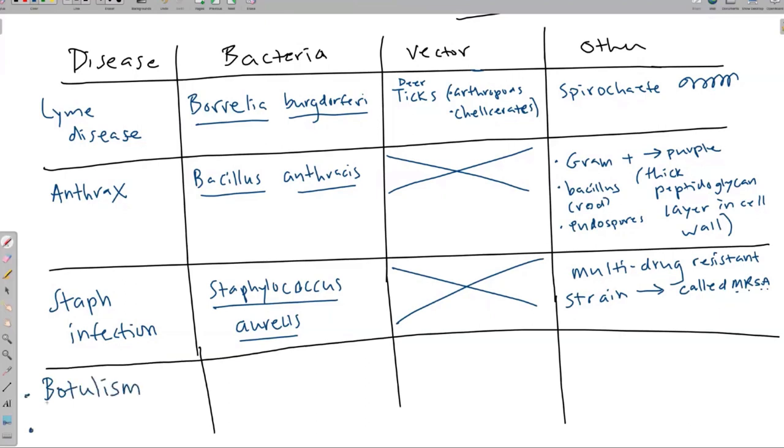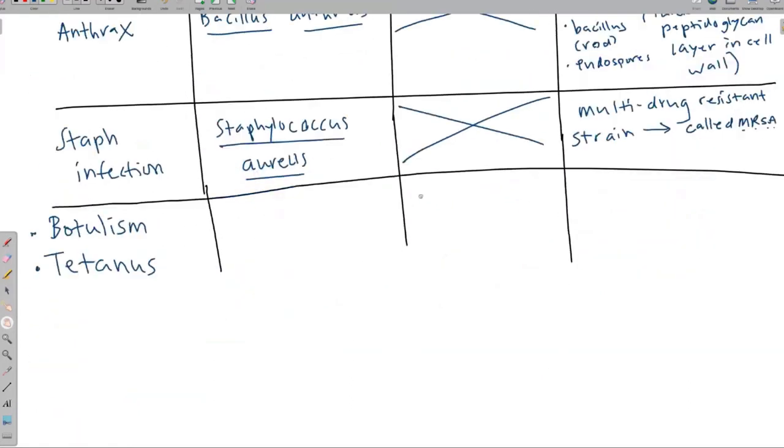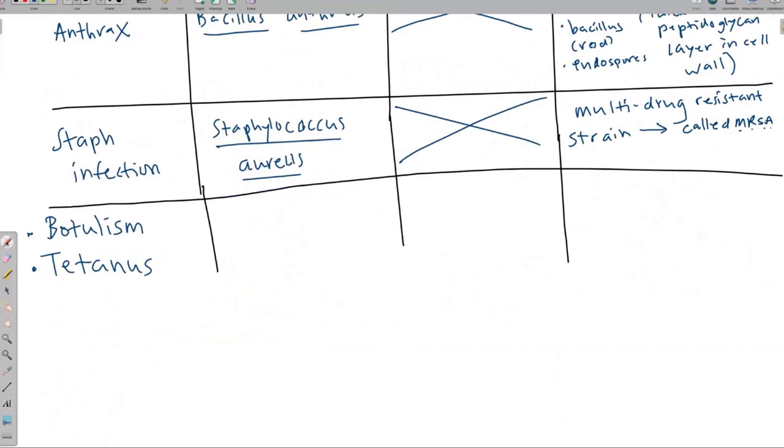Botulism. Tetanus. Part of the Clostridium genus. If you know just Clostridium, that's enough for me. It's just Clostridium botulinum and Clostridium tetani, but I'm okay with Clostridium sp. species. That's not the species, though. That's the genus.